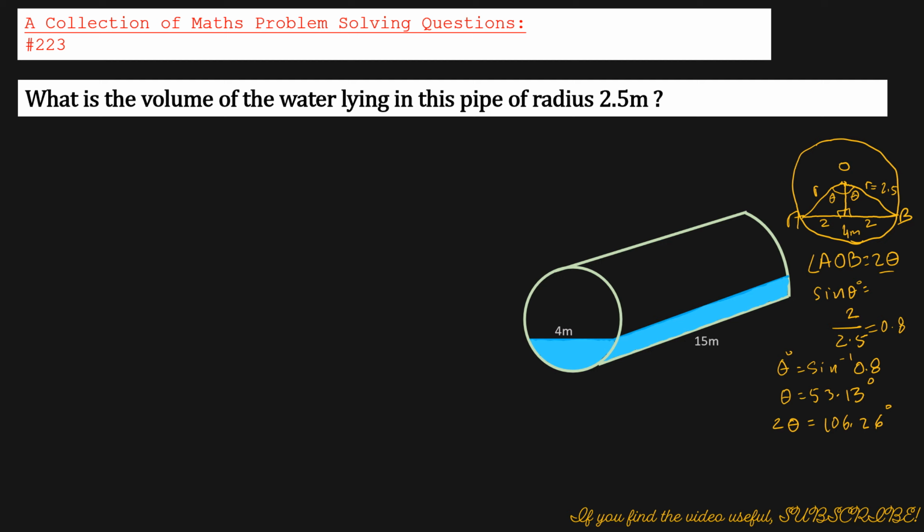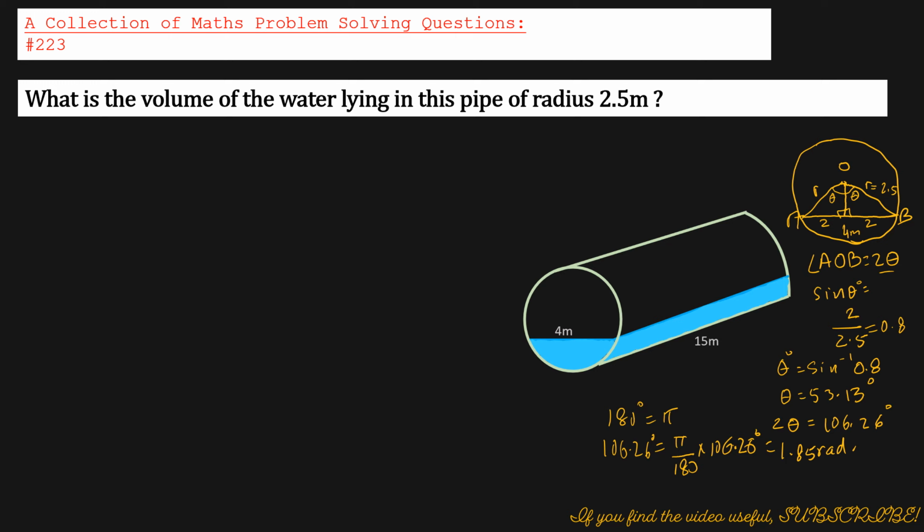Now we have to convert it into radians for this purpose. So we know that 180 degrees equals pi radians, so 106.26 degrees would be pi over 180 times 106.26. So that's what I will do, pi divided by 180 and then multiplied by 106.26, and that gives me 1.85. That is 1.85 radians. So that's the angle.